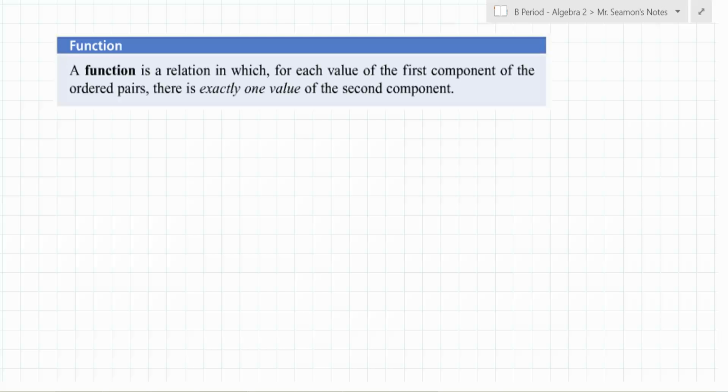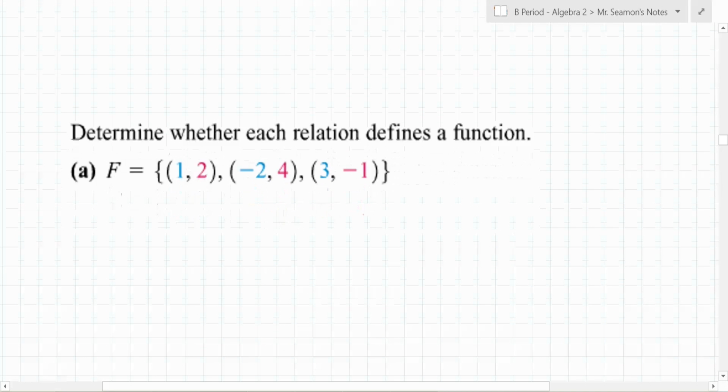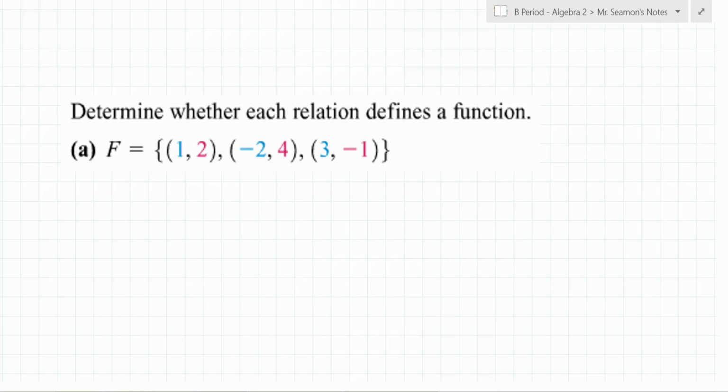Don't say anything out loud yet. So for this one right here, let's take a look. Is this a relation? Yes. Why? It's a set of ordered pairs. The question is, is this a function? Let's just look at what it says. 1 goes to 2, negative 2 goes to 4, and 3 goes to negative 1. Yes. It is a function because every single x has a y.